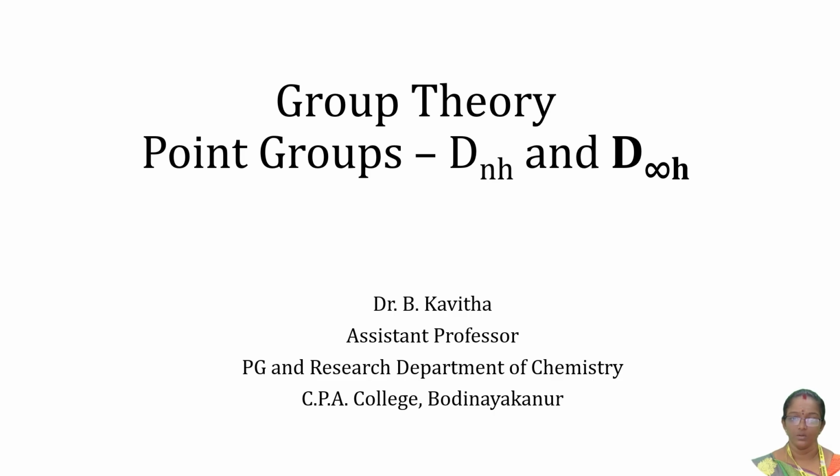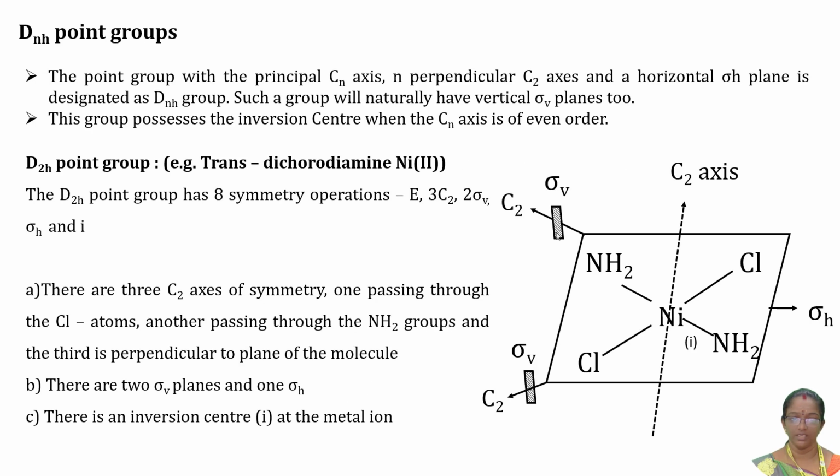In this lecture, we are going to see about the point groups DnH and D∞H. The DnH point group, the point group with the principal Cn axis and n perpendicular C2 axes along with a horizontal sigma h plane, is designated as the DnH point group. Such a group will naturally have vertical sigma v planes too. This group possesses the inversion center when the Cn axis of symmetry has even order.